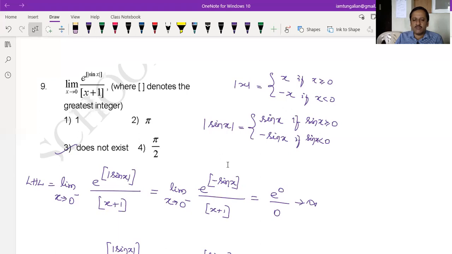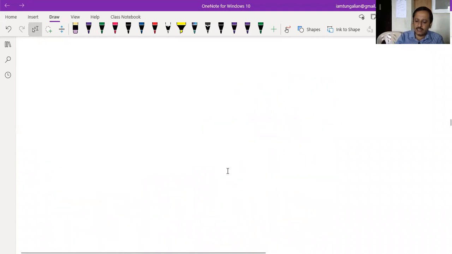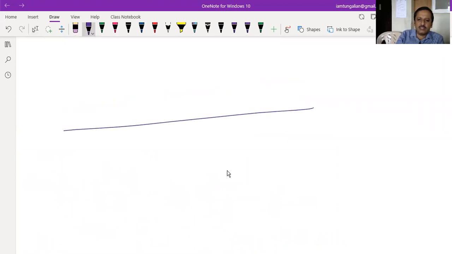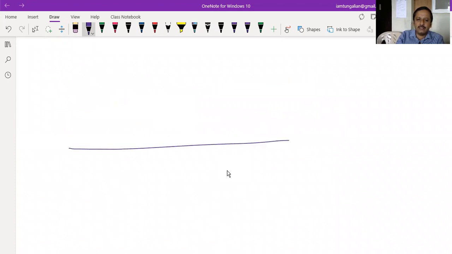When x approaches 0 from left side, what happens to sin x? Or if you want, I'll give you the graph of mod sin x. I'll explain briefly how to draw the graph of mod sin x. Not this way. This is not our x-axis. It should be better.